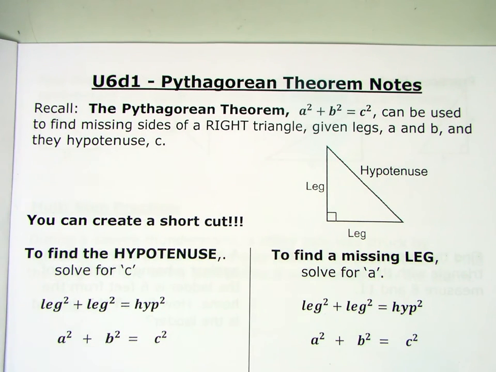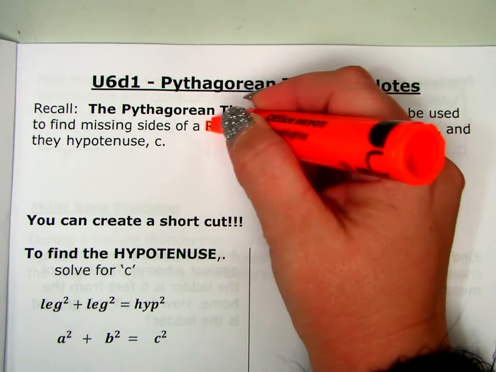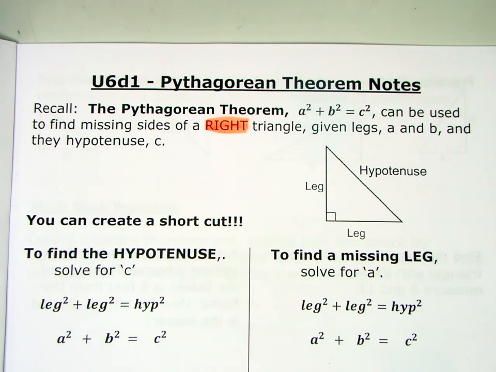Recall the Pythagorean Theorem, a squared plus b squared equals c squared, can be used to find the missing sides of a right triangle. Super important that we note we're always talking about a right triangle. Okay? If it's not a right triangle, you can't apply the theorem. It's got to be a right triangle to apply the theorem.